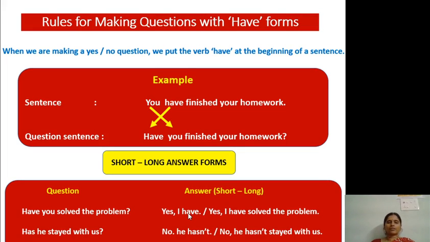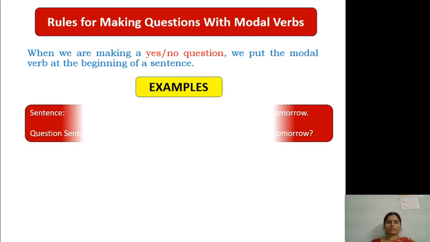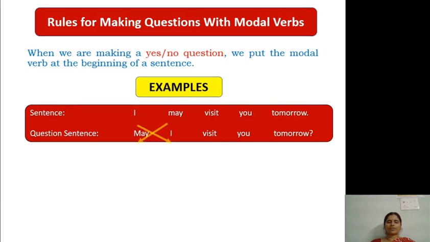And now let us see the rules for making questions with modals. So when we are making a yes or no question, we put the modal verb at the beginning of a sentence, the same way as we did for have forms, be forms, and do forms. See here in this sentence also we have two verbs. One is the auxiliary verb, the other is the main verb. This modal verb is used as the auxiliary verb here.